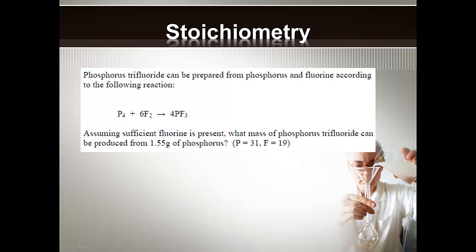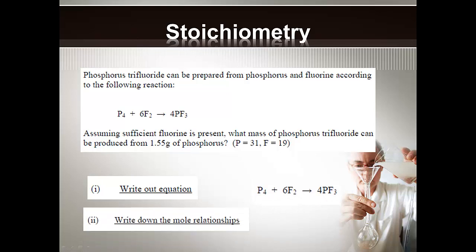phosphorus weighs 31, fluorine weighs 19. So when they say phosphorus, they really mean P4, okay? So first we write out the equation. There's our equation. We're retranscribing the equation. Write down the mole relationships.